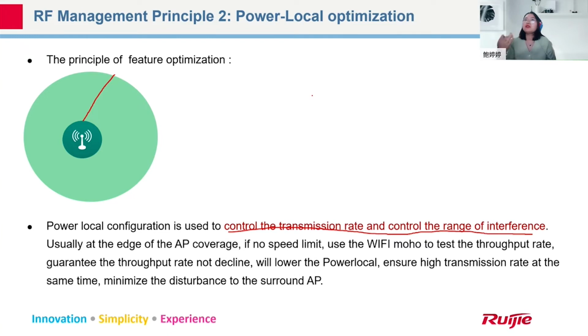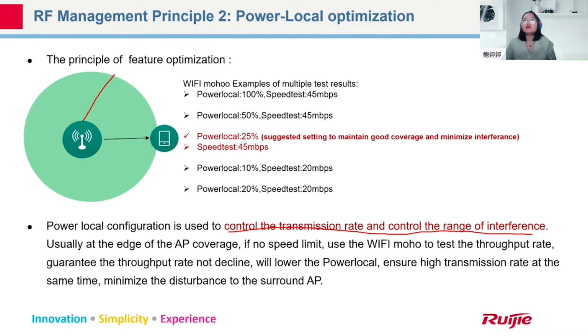And how do we test which power level value is better for us? We can use a test like this one. We use a phone and a tool like Fing or WiFiman to do the test. First, the AP power level is 100%, the highest, and we test the result. The speed is 45 Mbps. Then you can reduce the power by half to 50%, and the speed is still 45.